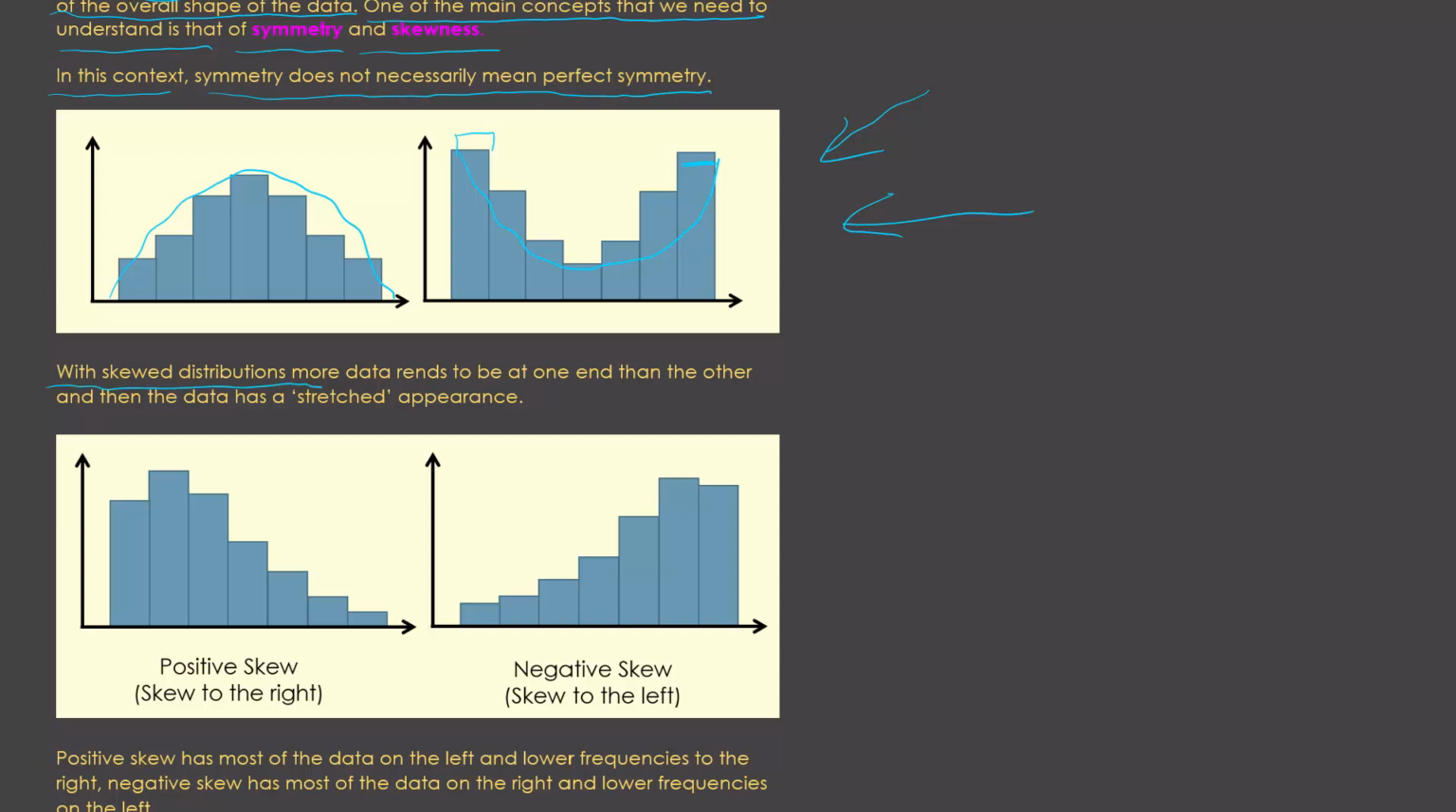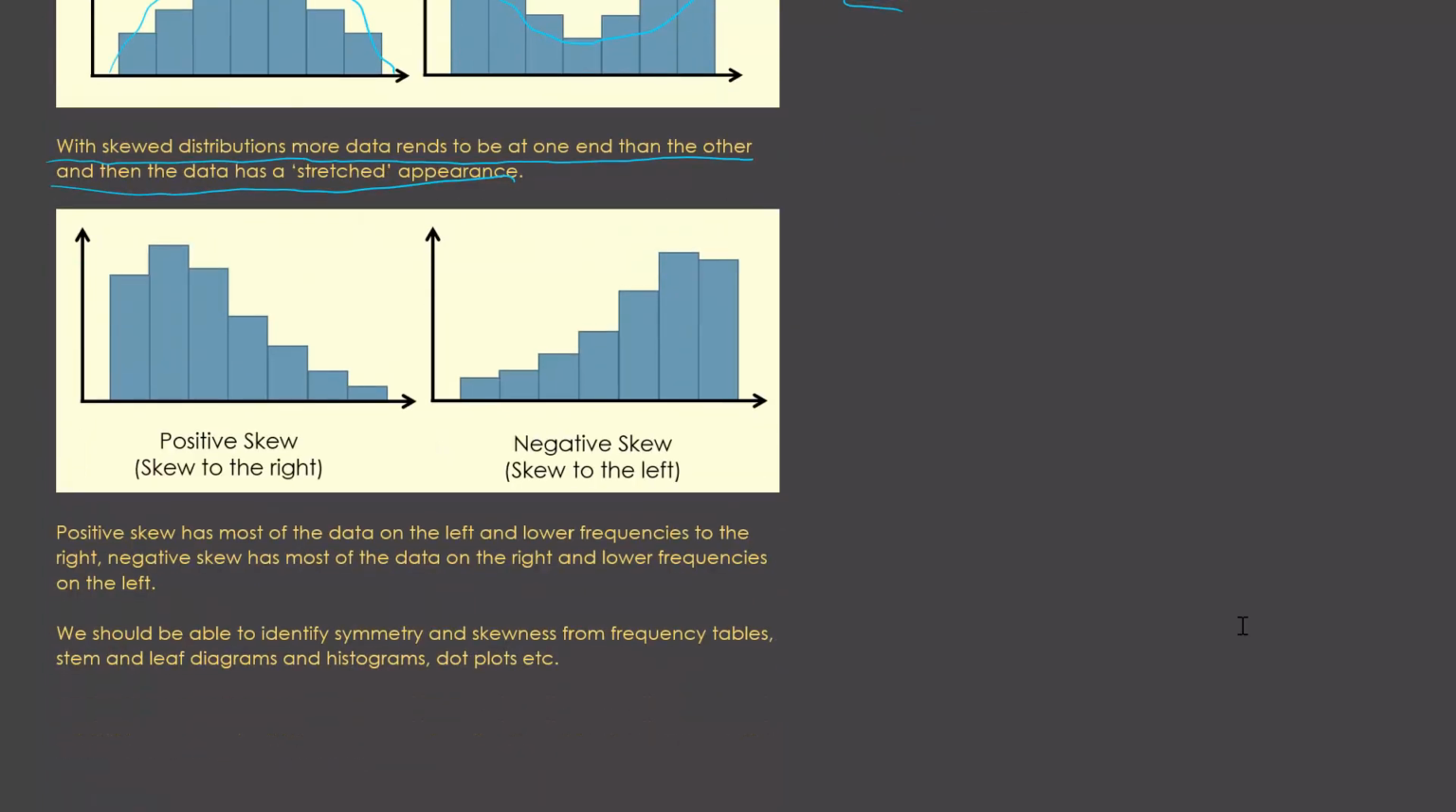With skewed distributions, more data tends to be at one end than the other, and then the data has a stretched appearance. So what we mean by this is when we have a positive skew, also known as a skew to the right, most of the data is at the left-hand end, and then there's a stretch in this direction. With a negative skew, or a skew to the left, most of the data is at the right-hand end and then stretches off to the left.